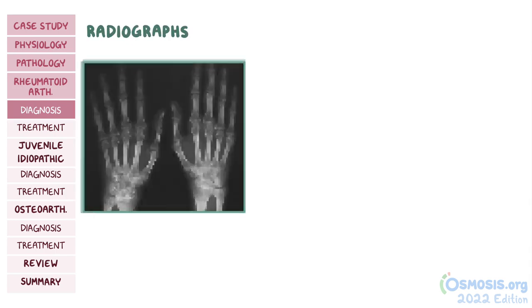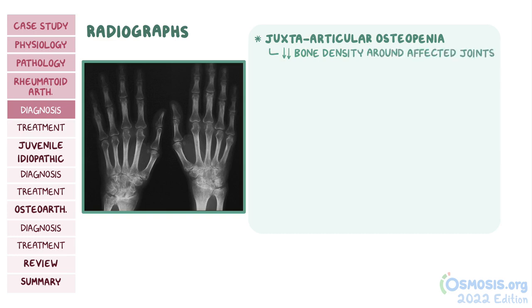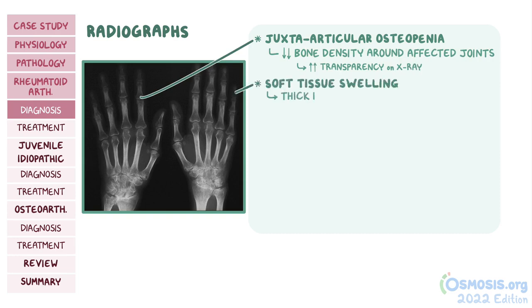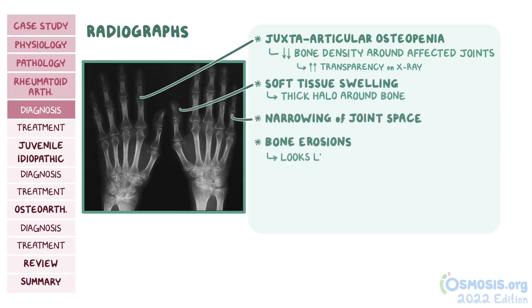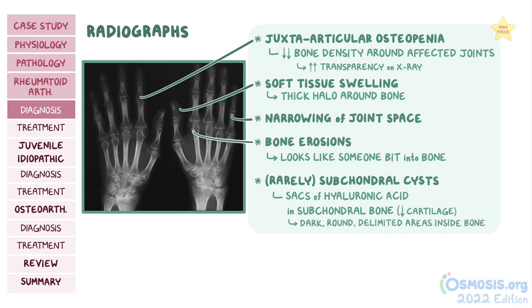Radiographs of the affected joint are also important for diagnosis. Over time, some possible changes might include juxta-articular osteopenia or decreased bone density around affected joints that shows as areas with increased transparency on an X-ray, soft tissue swelling, which is seen as a thick halo around the bone, narrowing of the joint space, bone erosions, which look like someone bit into the bone, and rarely subchondral cysts, which are sacs of hyaluronic acid that form in the subchondral bone, the layer of bone just under the cartilage. On an X-ray, subchondral cysts look like dark, round, and fairly well-delimited areas inside the bone.